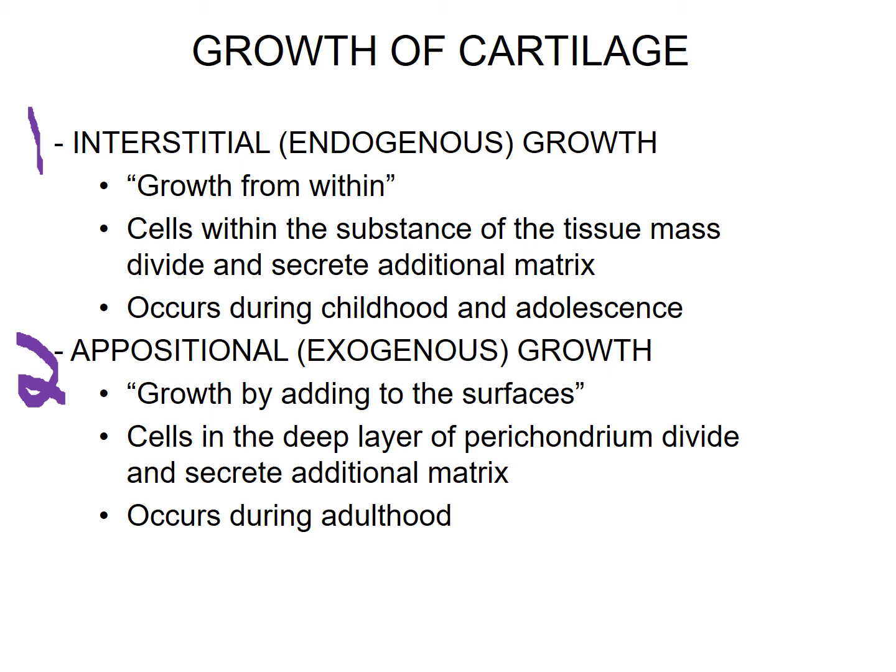So as you can see, the other name for interstitial is endogenous growth, which endo means inside or within, right? So as you can see, it says the cells within the substance of the tissue divide and secrete additional matrix. So what cells are we talking about here? Well, we're talking about those chondrocytes. Those chondrocytes actually secrete matrix. They are live cells. So the chondrocytes secrete matrix, and then they start spreading out from each other. So literally, how this growth occurs is from the inside out.